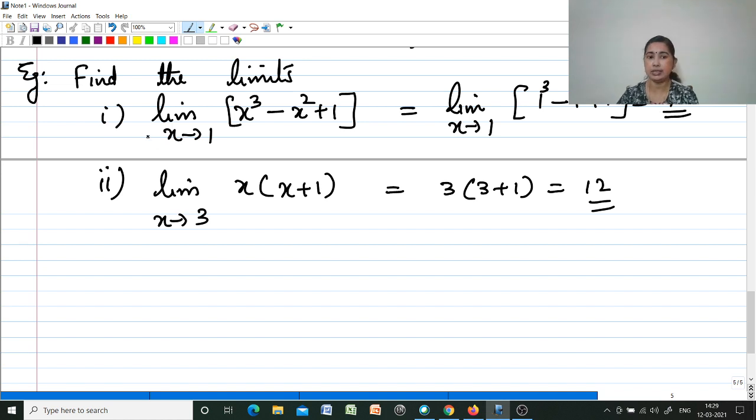So these are polynomial functions. For polynomial functions we can directly apply the limit; whether x tends to 1 or x tends to 3, we can directly give the value.